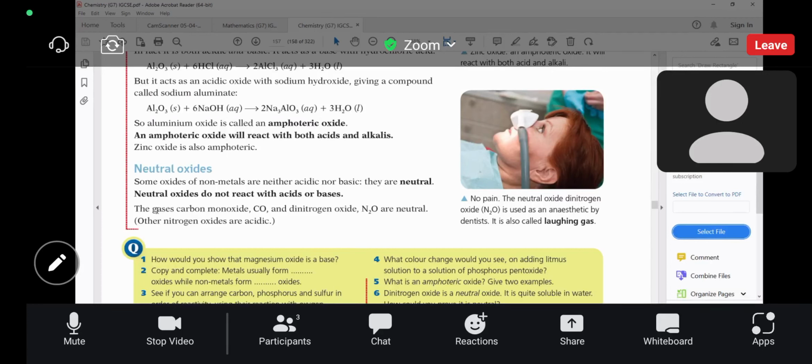And there are some other examples also. So the gas is carbon monoxide. What is carbon monoxide? You know? This is carbon dioxide, this is carbon monoxide. So mono means what? Shall I erase this?